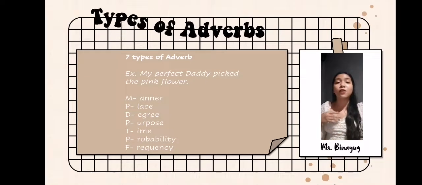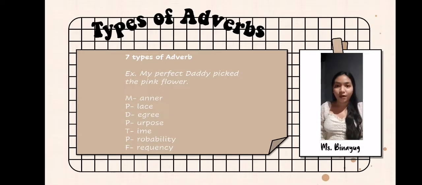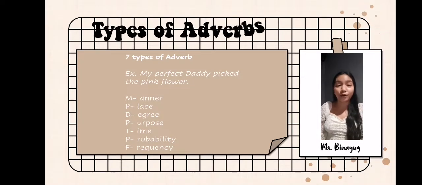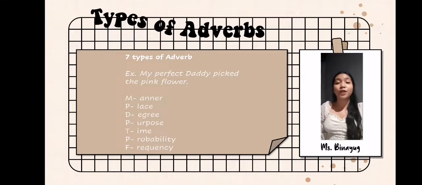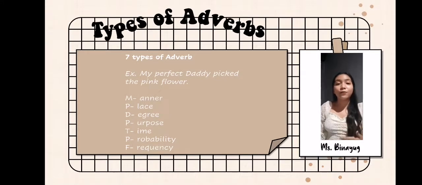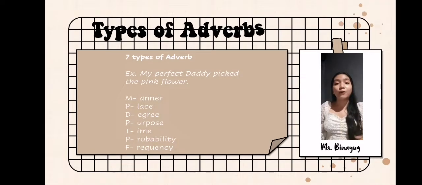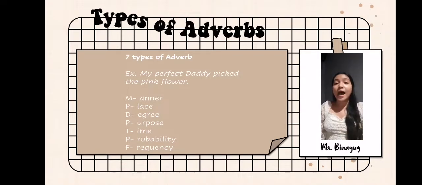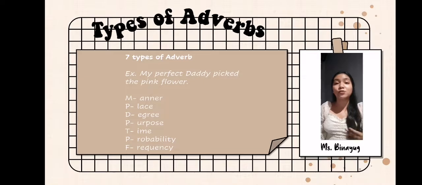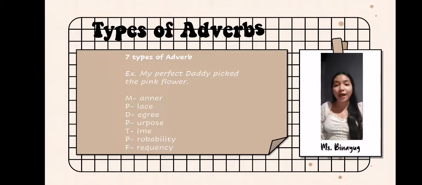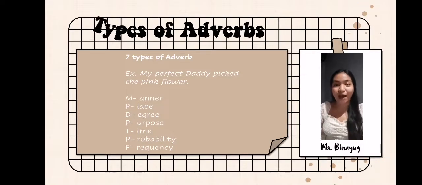So focus on the first letter of each word, wherein we have M stands for manner, P stands for place, D stands for degree, P stands for purpose, T stands for time, P stands for probability, and F stands for frequency. Yung sentence lang po na kinonstruct ko ang dapat nyong tandaan for you to easily memorize the 7 types of adverb.